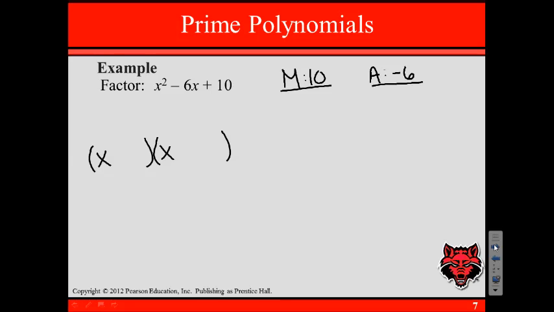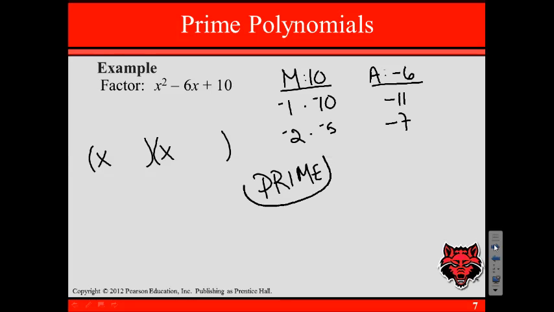So let's find the factors of 10. We have 1 and 10, and each needs to be negative. Negative 1 plus negative 10 is negative 11. We also have 2 times 5. Each of these factors needs to be negative. Negative 2 plus negative 5 is negative 7. And neither of these pairs of factors gave us the sum that we wanted, and 10 has no more integer factors. So because we have no factors that satisfy both conditions, we would say that this polynomial is prime.